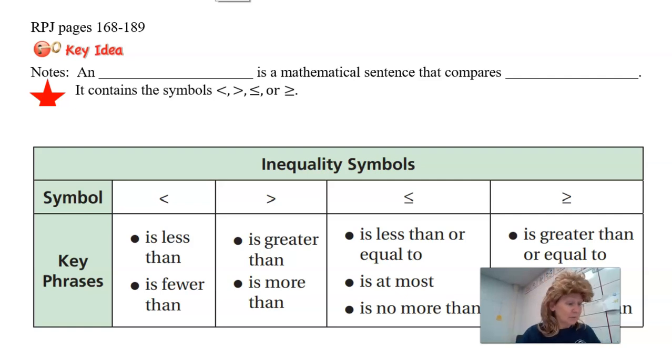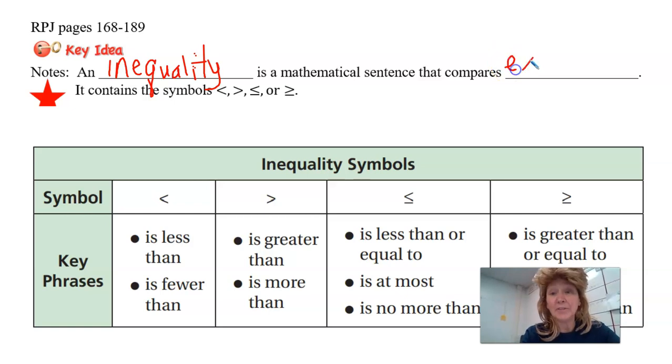Okay, so here's the notes. You're going to write an inequality. An inequality is a mathematical sentence that compares expressions. And we've got these 4 symbols to use, and notice you have a bunch of words to go with it. Let's move this here so you can see the words better.